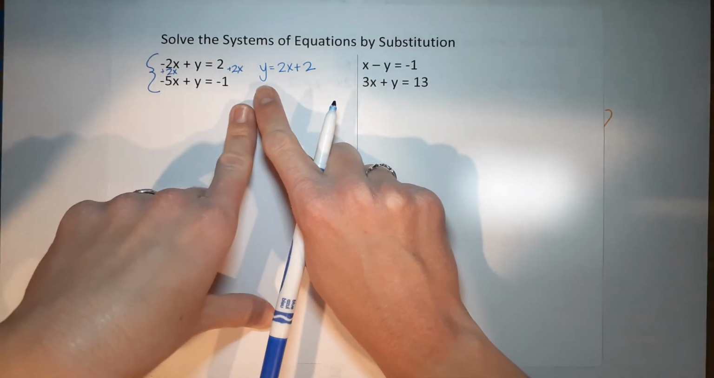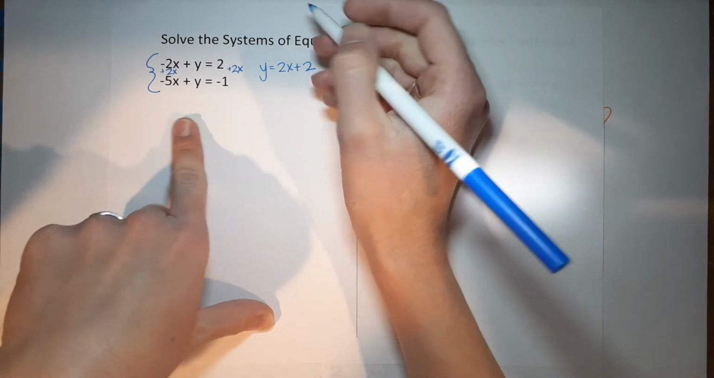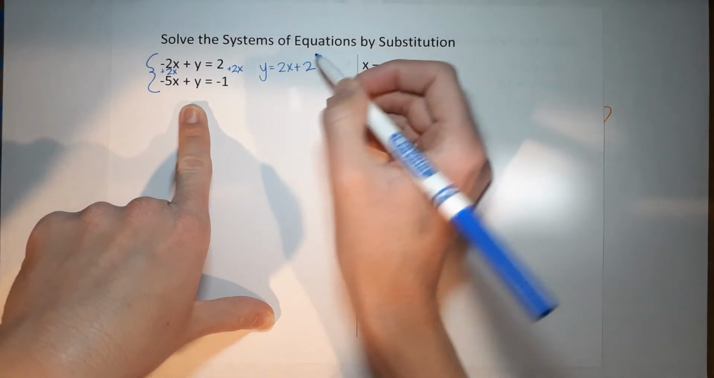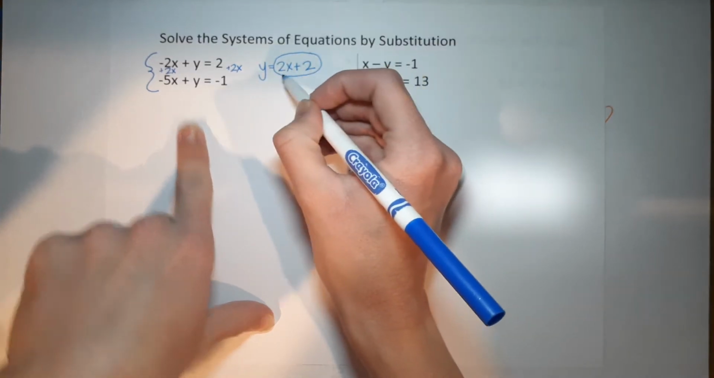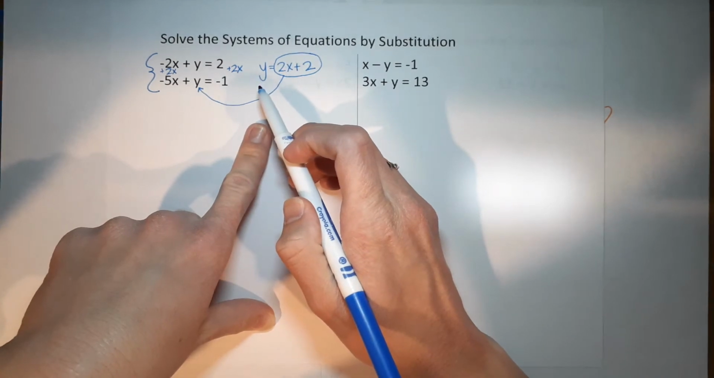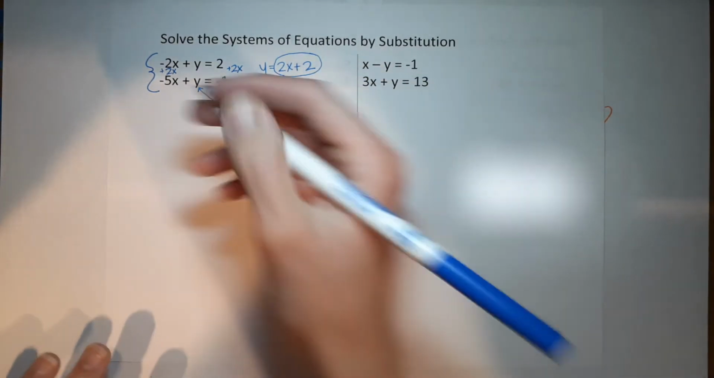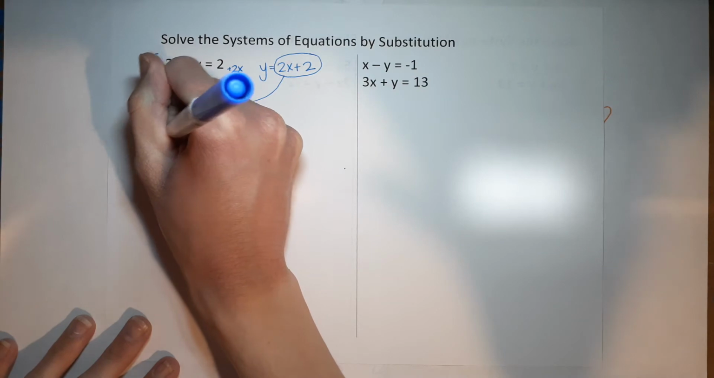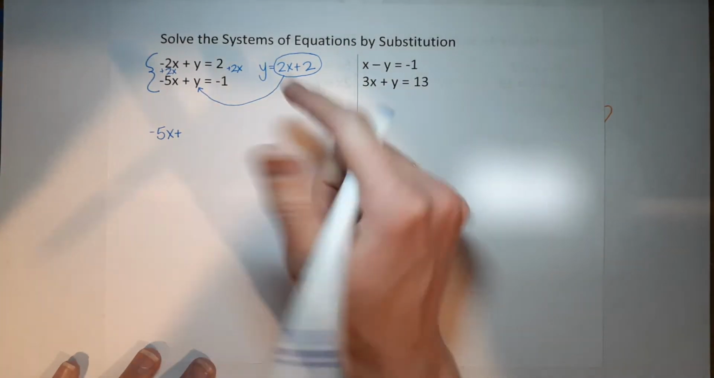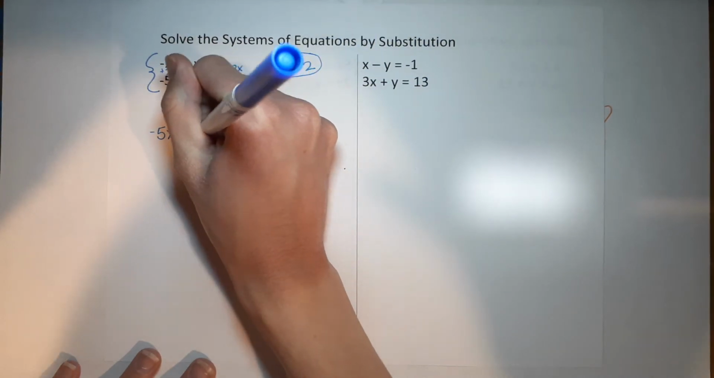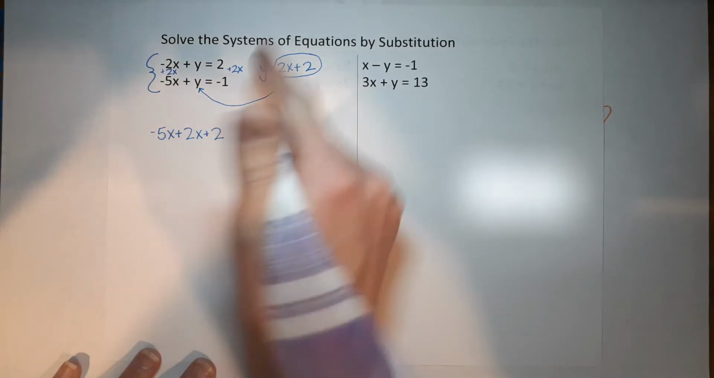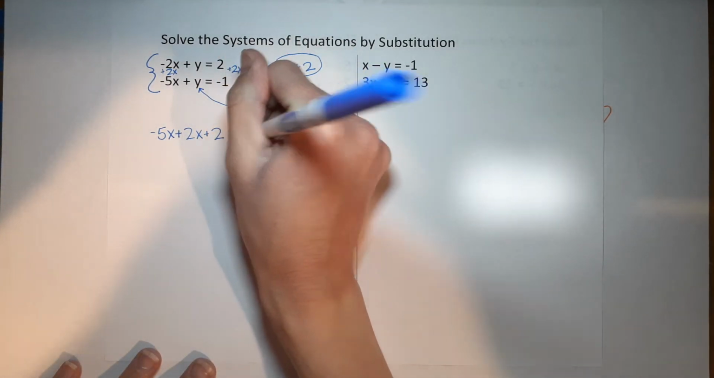I can take this y equals and plug it in for this y, okay? So I'm going to take this 2x plus 2 and plug it in for that y and see what happens, okay? So I'm going to have negative 5x plus y, which is 2x plus 2. Okay, I plugged it in for that y. So this equals negative 1.